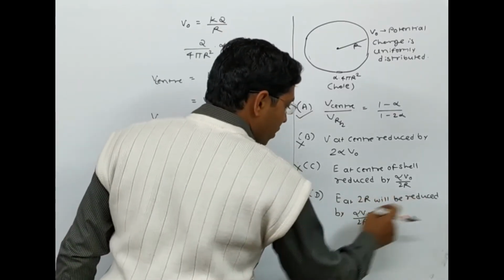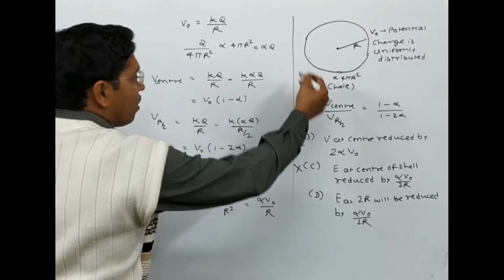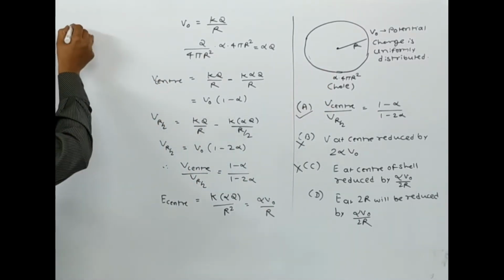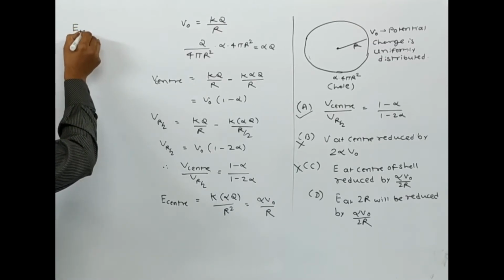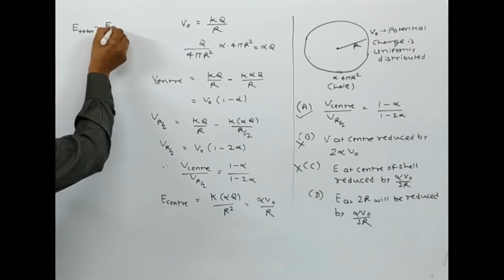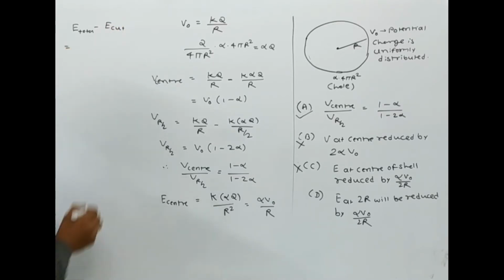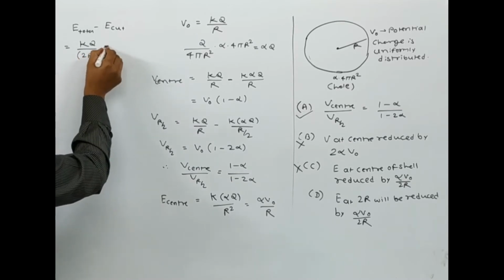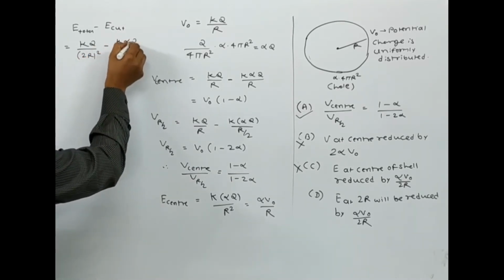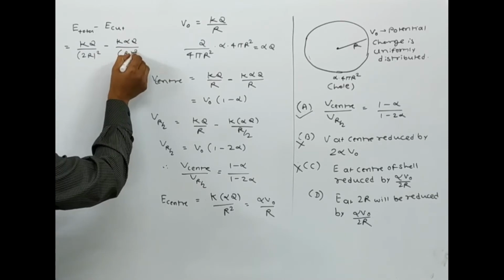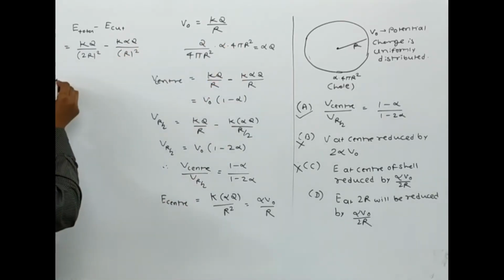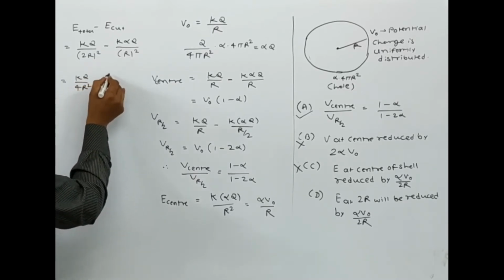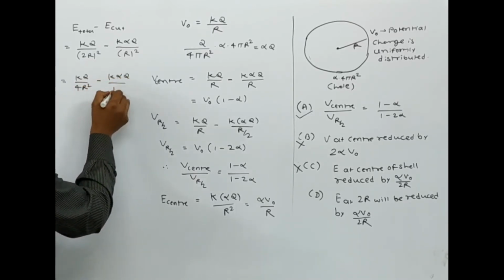Now E at 2r, by how much will it be reduced? For finding E at 2r, you will have to first find E due to the total and subtract E due to the cut portion. E due to the total is kq upon (2r) whole square, minus E due to the cut, that is k alpha q upon r square, because it will be at a distance of r only from the cut portion. Hence it is going to be kq by 4r square minus k alpha q upon r square.